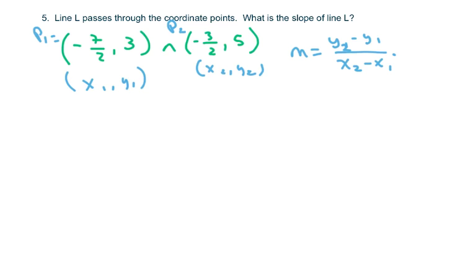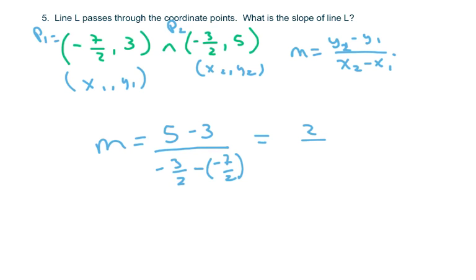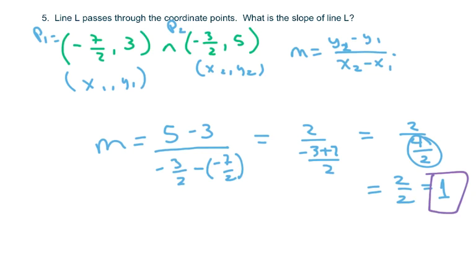And then just plug it in, you get 5 minus 3 over negative 3 halves minus negative 7 halves. So this is going to be 2 over negative 3 plus 7, over 2. And that's going to be 2 over 4 over 2. 4 over 2 is just 2. So you get 2 over 2 equals 1. This was a multiple choice, but this one was so easy that I didn't write it down. And I think we have one more.